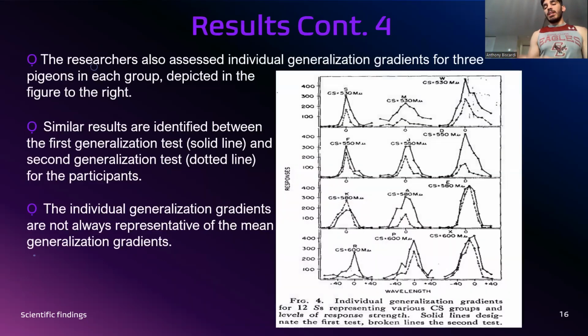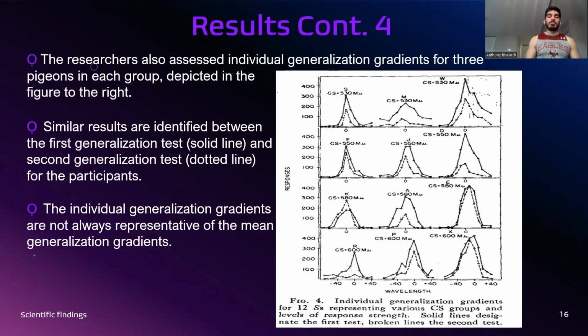So the researchers also provide individual generalization gradients, which is what I said earlier, for 3 pigeons in each group. So at the top you see is 3 pigeons at 530 nanometers. Second is 3 pigeons at 550. Third is 3 pigeons at 580, and the last one is 3 pigeons in 600 nanometers.